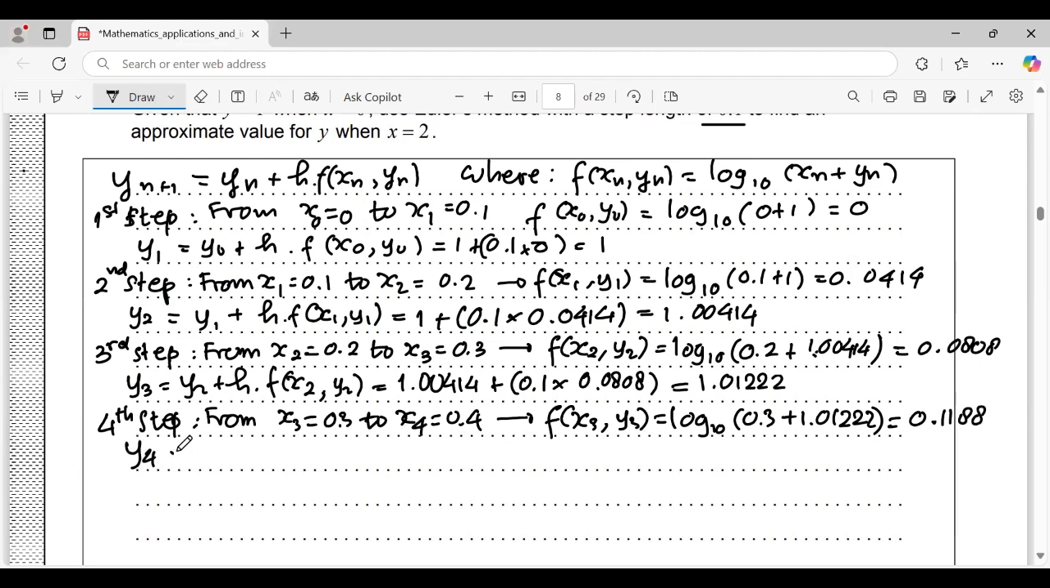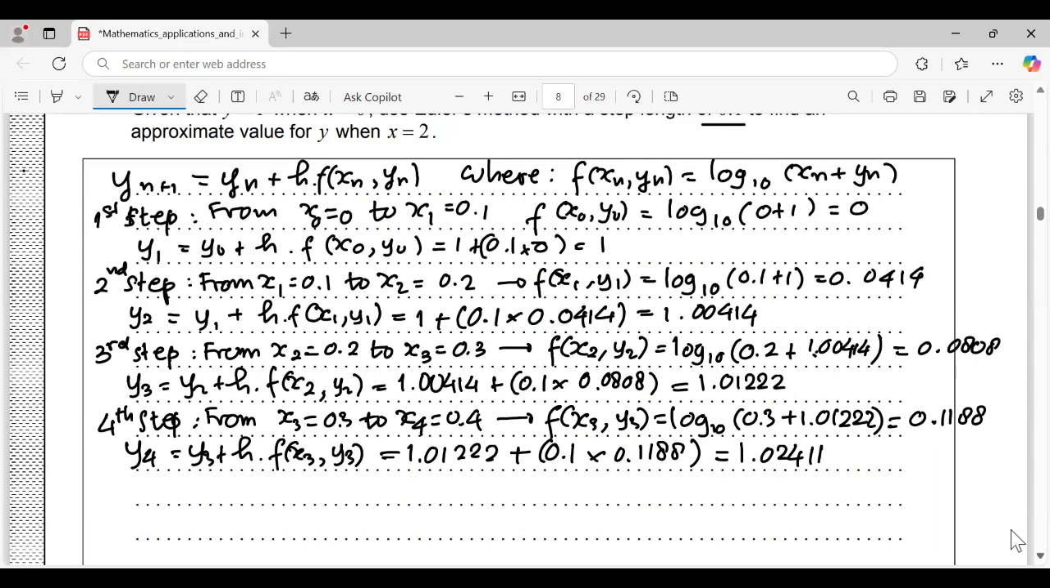Y4 is y3 plus h times f(x3, y3). It's equal to 1.01222, take this number, plus 0.1, the step length, times 0.1188, and the result is 1.02411.